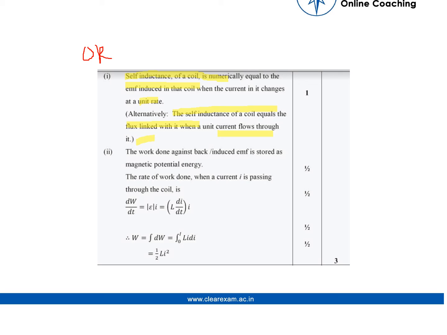Okay, in the second part, the work done against the back or induced EMF is stored as magnetic potential energy, and the rate of work done when a current I is passing through the coil is dW over dt equals this. So finally we are integrating it. We are integrating dW, and the integral is from 0 to I of L i di, so it will be half L I square, and this is the solution.